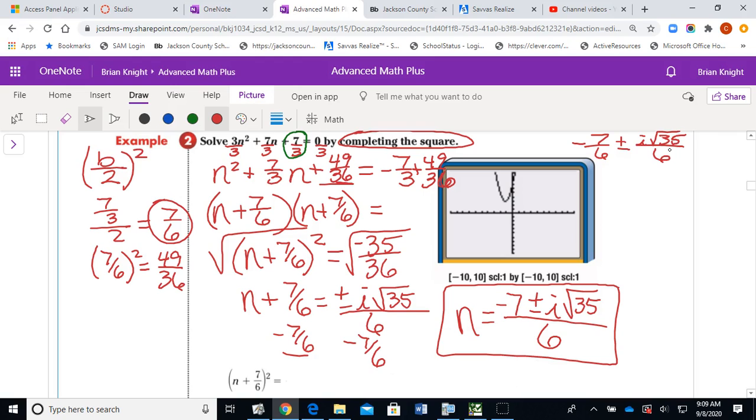That is a lot to remember. It is. That's why I wrote it all down. Hopefully everyone did. So we've done a graphing, a factoring, a completing the square. Let's do the quadratic formula.